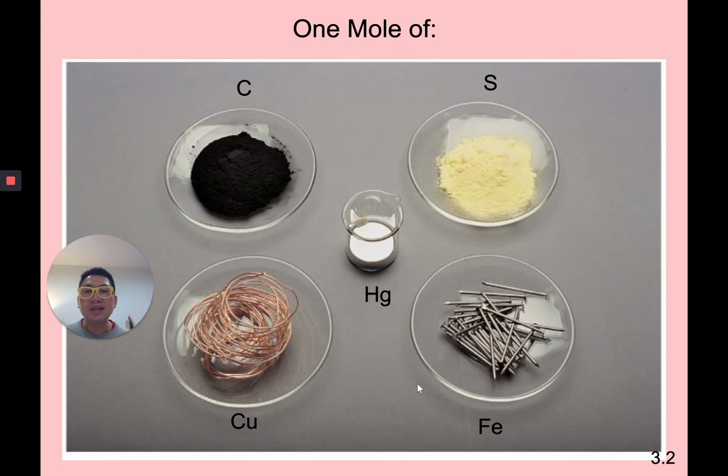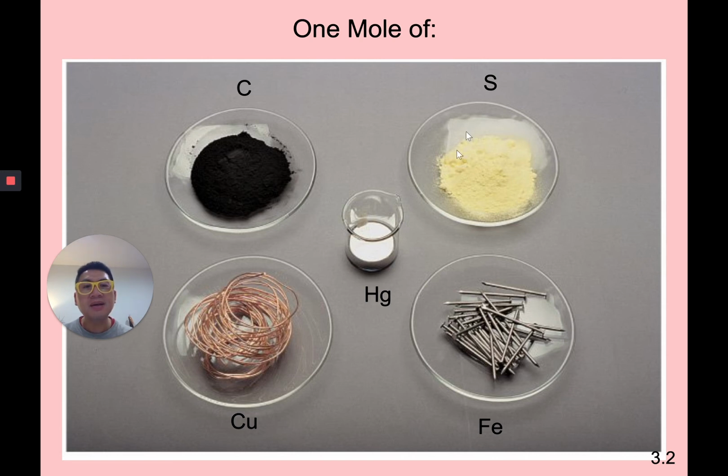Okay, so here's a picture of carbon, sulfur, mercury, copper, and iron, at least a mole of it. So how many atoms are in that picture of carbon right here? You're right, 6.022 times 10 to the 23rd. That's the definition of a mole. How many atoms are in this right here? This is 1 mole of iron atoms. How many atoms are there here? You're right, also 6.022 times 10 to the 23rd.